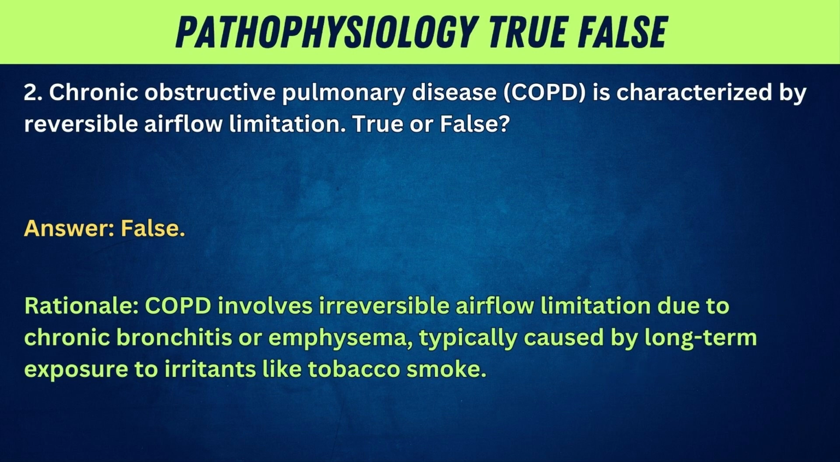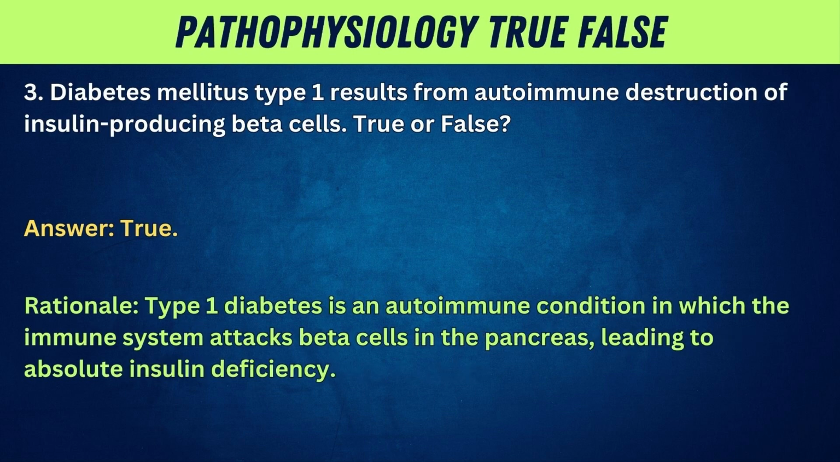2. Chronic obstructive pulmonary disease, COPD, is characterized by reversible airflow limitation. True or false? Answer: false. Rationale: COPD involves irreversible airflow limitation due to chronic bronchitis or emphysema, typically caused by long-term exposure to irritants like tobacco smoke.